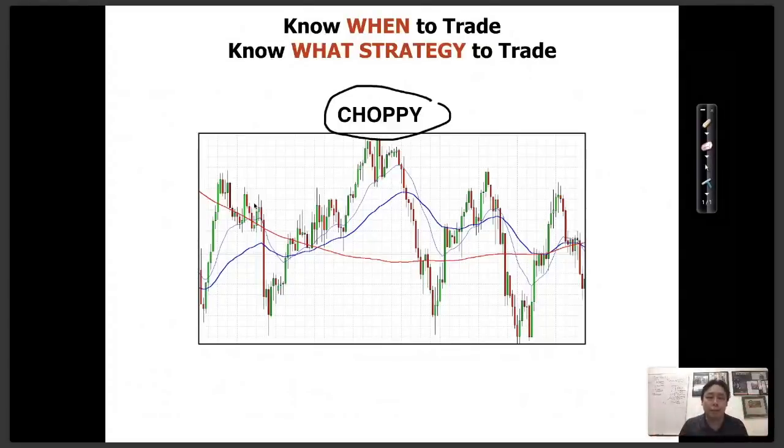It's not tradable. At the same time, notice that the candles do not respect the moving average. It breaks below the moving average, it breaks above the moving average, it doesn't respect it at all. So with choppy action, move on to the next currency pair. Don't even bother trading it. That's the first thing you may see.